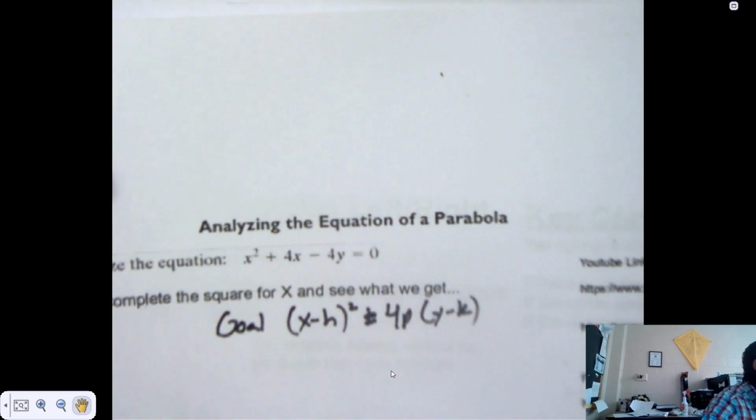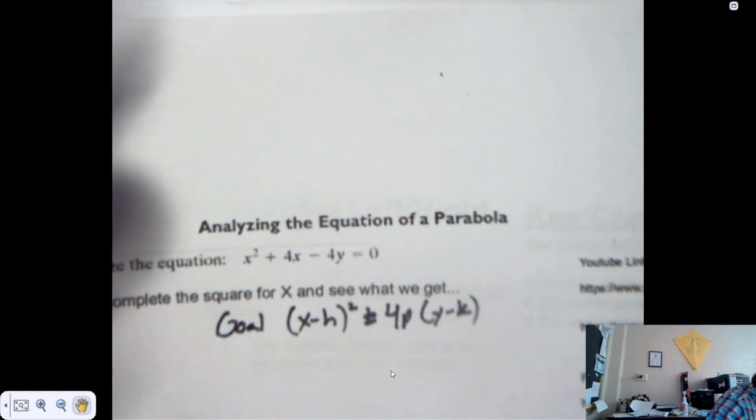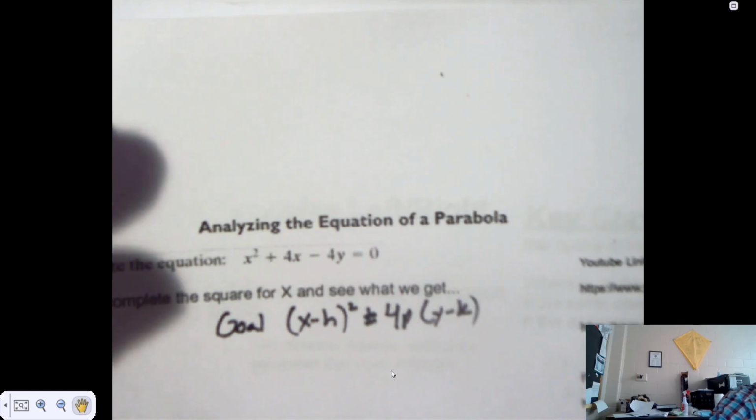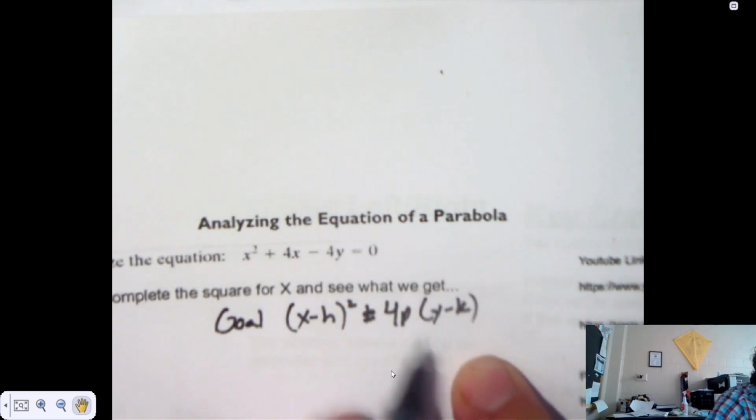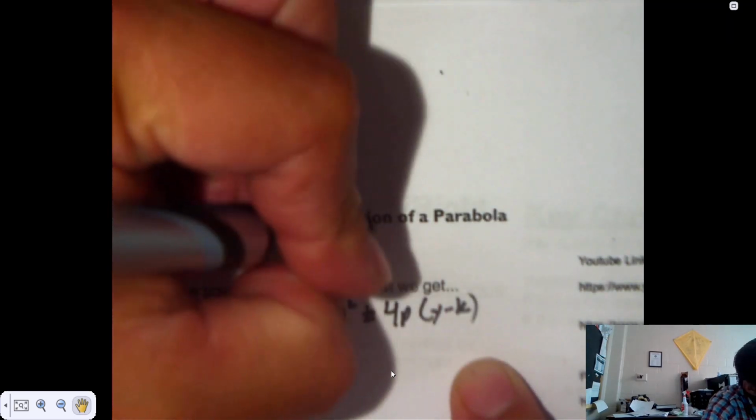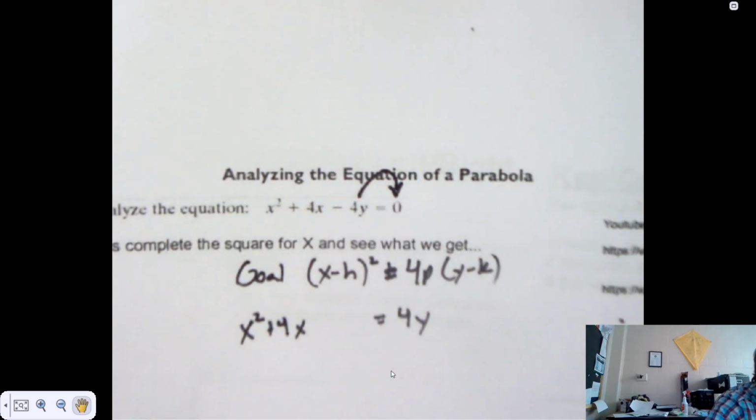So your goal is probably to make it look like x minus h squared equals 4p times y minus k. Because it's the x's that are squared. If it was the y's that were squared, you'd do it the other way around. But that's your end game. Get there. Now I have a massive hint here. Complete the square for x. I also know that I want stuff with y on the right-hand side. So this stuff with y needs to jump over here.